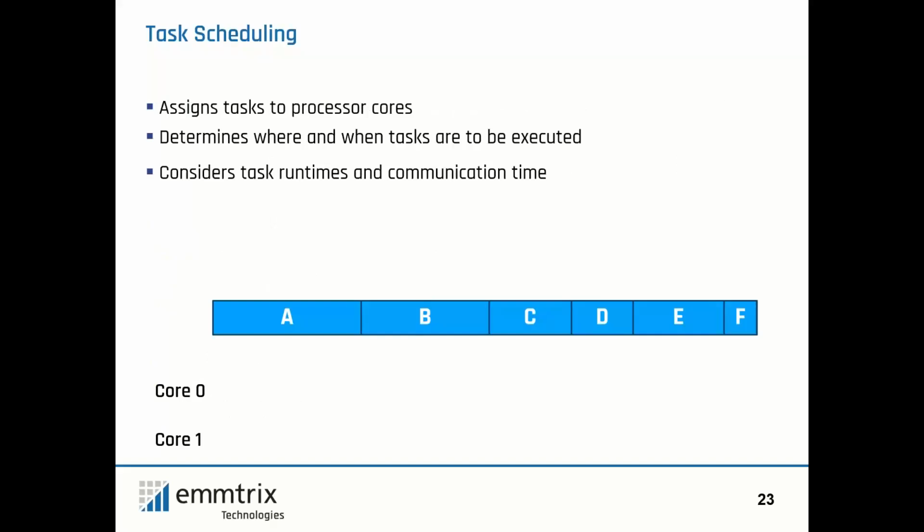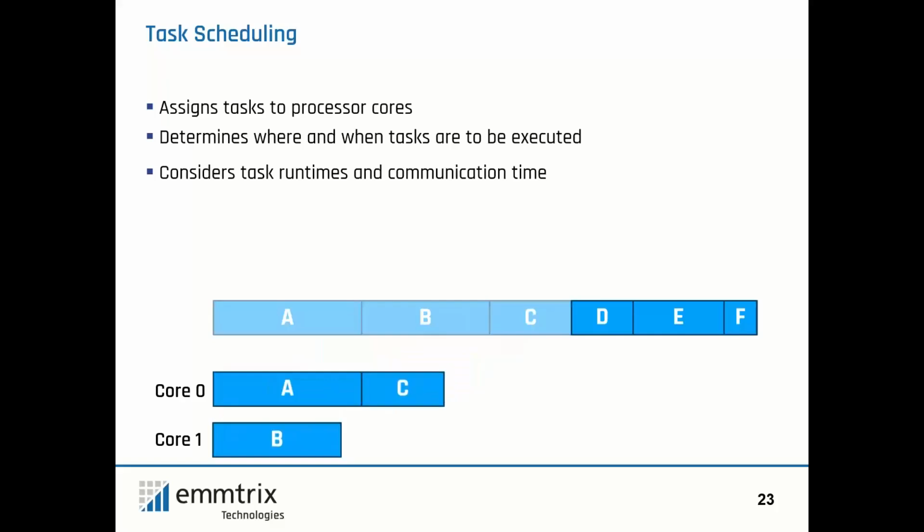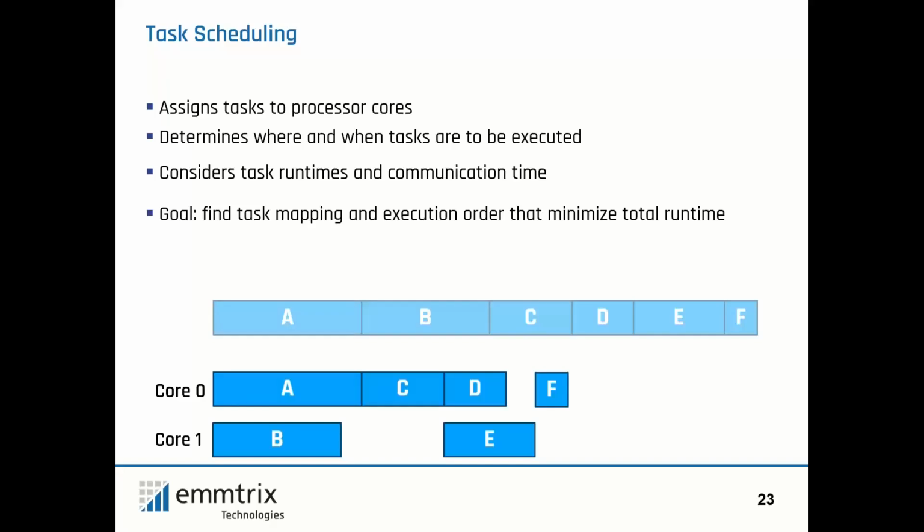And the next thing is assigning the tasks to processor cores, and this determines when and where tasks are to be executed. What you need to do is consider task runtimes and communication times. What you can see here is a distribution of the code, and what we want to achieve is to minimize the total runtime. This was the case for these kinds of applications. There might be other optimization goals, like always fulfilling task deadlines, or minimizing response time, and it depends on the actual application. But for this application, the goal was to minimize the total runtime of the control algorithm.